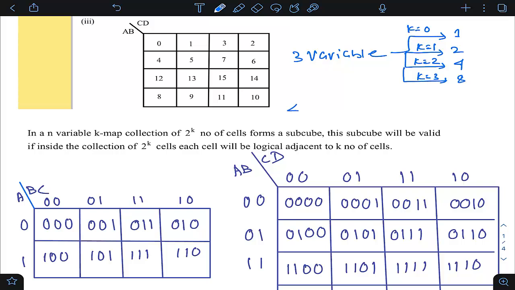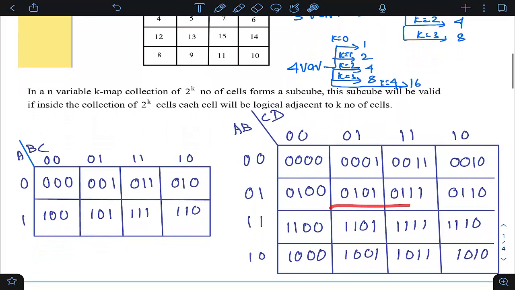Similarly, in a 4 variable case, 2 raised to power k, with k equals 0, it is 1 cell. K equals 1, 2 raised to power 1 is 2. K equals 2 means 2 power 2 is 4. Similarly, for k equals 3, it is 8, and k equals 4, it is 16. So let us first discuss the 4 variable case. You can easily understand the 3 variable case.